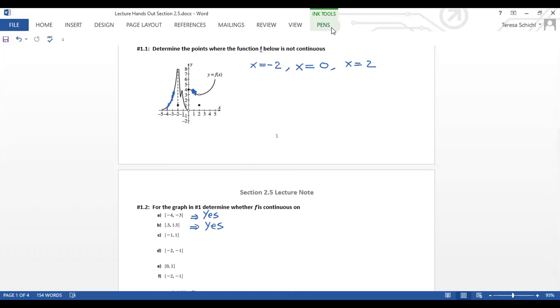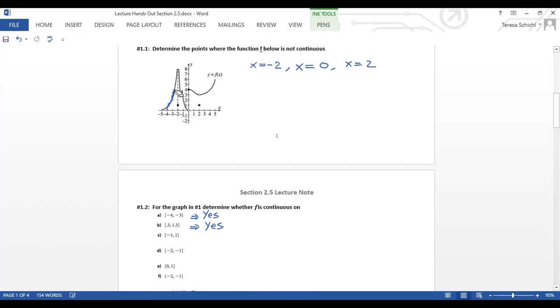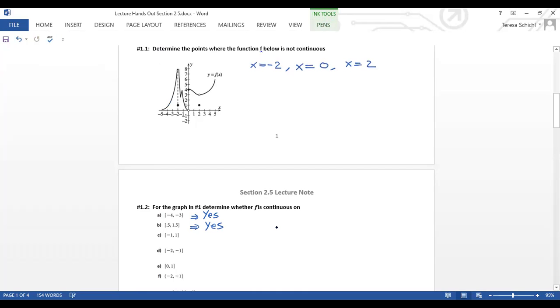Okay, so the next one is -1 to +1. -1 is here, so it's this function up to +1, in this region. When it hits 0, they jump. So is this continuous on this closed interval? No, because I have a jump point here.